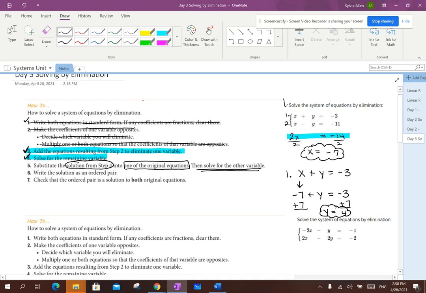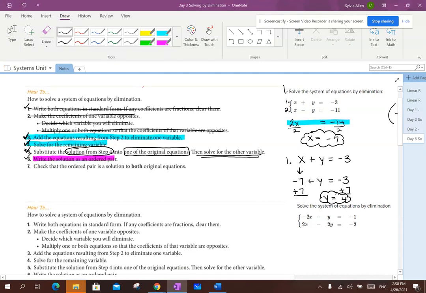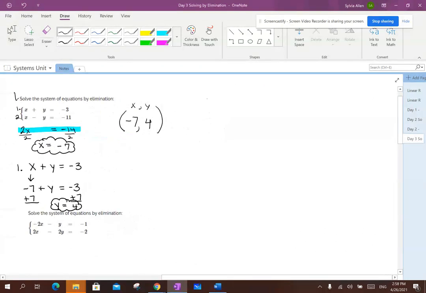And now I am done with step 5. It says right here to write the solution as an ordered pair. So I am going to come over here and write my solution. Remember, it's x and then y. My x was negative 7 and the y is 4. And then the last thing we're supposed to do is to check. Remember, it has to be a solution to both equations. So I'm going to come over here and check.